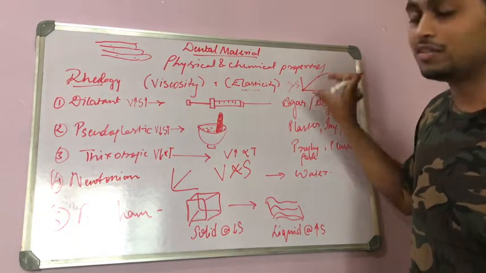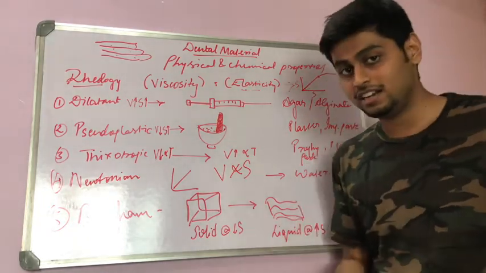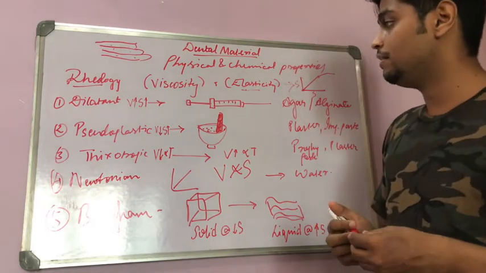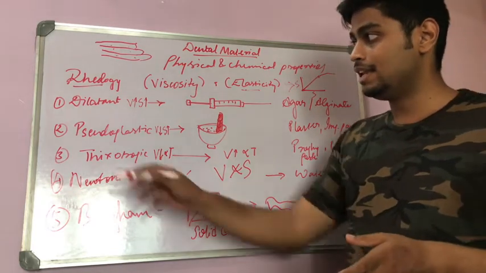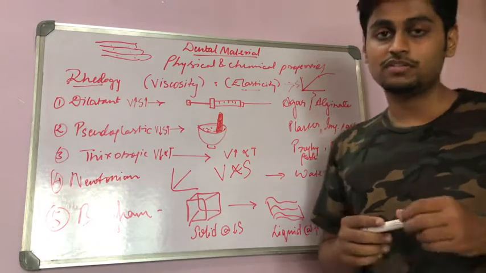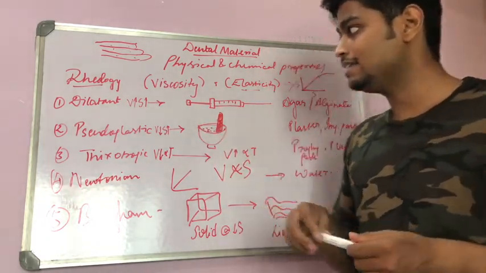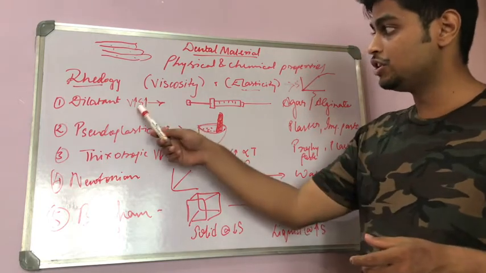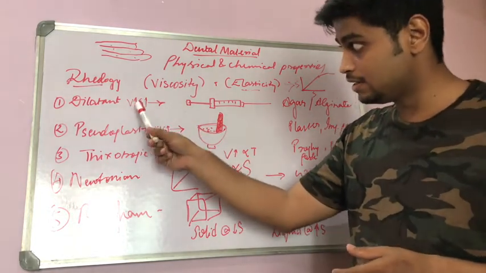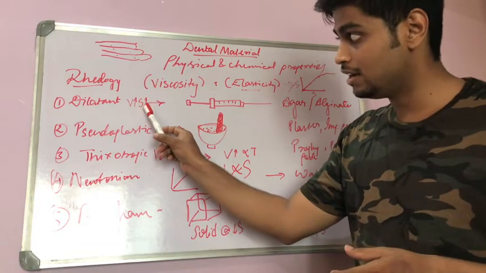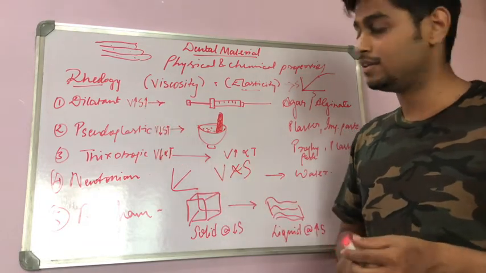The longer this part of the curve, the more elastic the material is. Now that we have dealt with these three terms, let's start with dilatants. So the first type of fluid that we're going to be talking about are dilatants. Now dilatants are types of fluids in which the viscosity increases with increasing strain or shearing kind of forces.